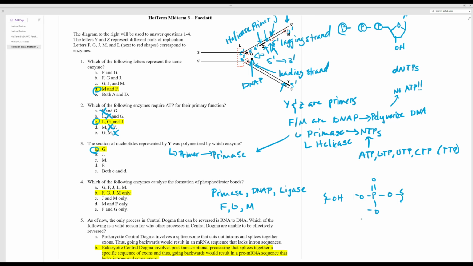Okay, that's what a nick looks like, right? An adjacent phosphate and hydroxyl that is not engaged in a phosphodiester bond. So what does ligase do? It seals this nick by forming that phosphodiester bond. Okay, so ligase is as well. And we said ligase is J, which gives us answer choice B.